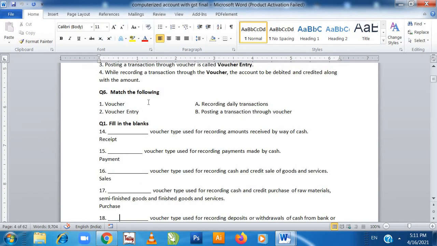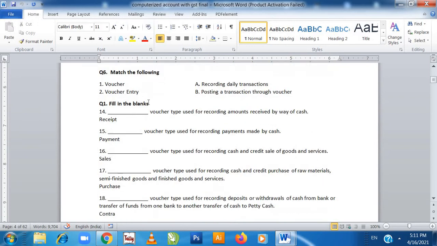Now here is the fill in the blanks. Dash voucher type used for recording amount received by way of cash? Answer is receipt. Dash voucher type used for recording payment made by cash? Answer is payment. Dash voucher type used for recording cash and credit sales of goods and service? Answer is sales. Dash voucher type used for recording cash and credit purchase of raw materials, semi-finished goods and finished goods and service? Answer is purchase.